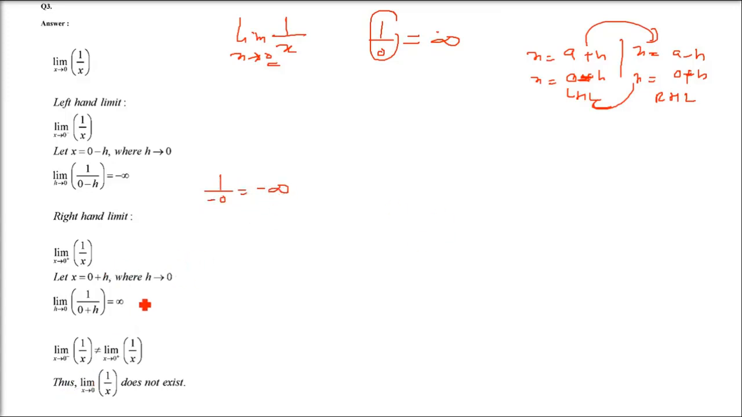Infinite is what? Infinite is any number which is not countable. We don't know that infinite number, it can be anywhere. So when we go to the right hand side, 0 plus h I am putting. So you have 1 by h. 1 by h is again infinite. 1 by 0 is infinite.